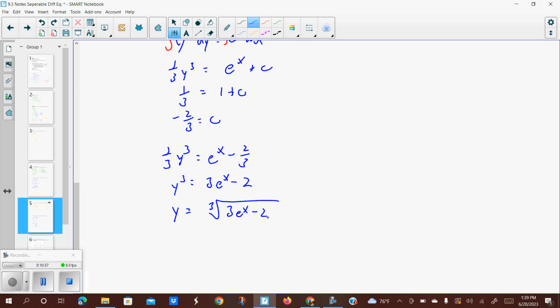All right, so again, that was just a few more standard examples. I do want to run through this one AP style question that we have on the next page.